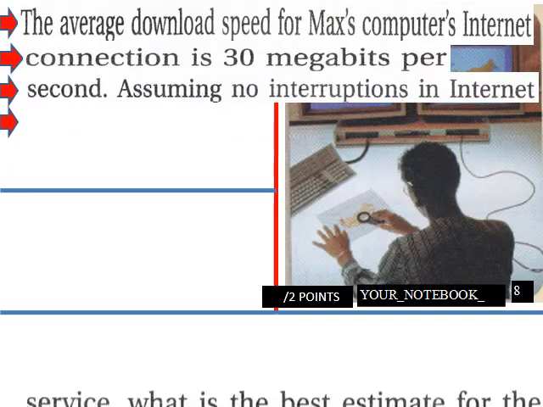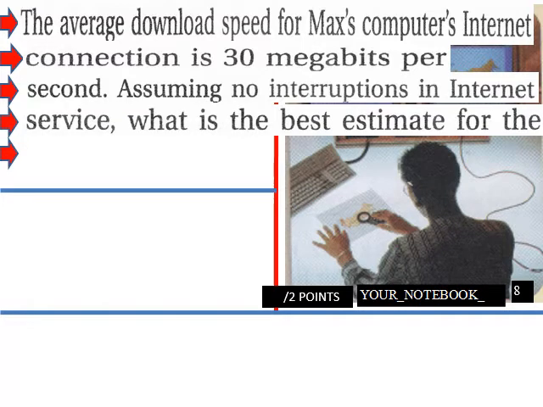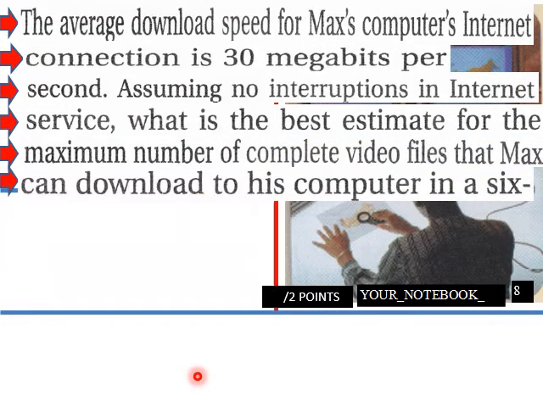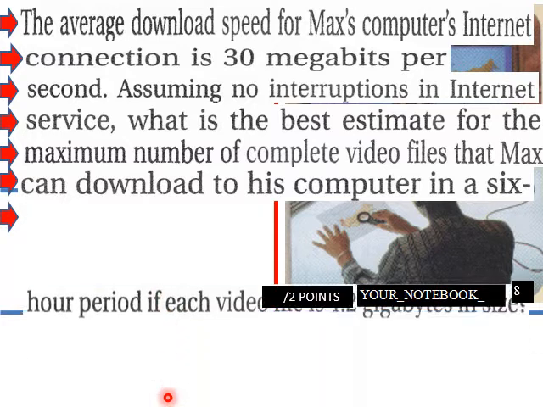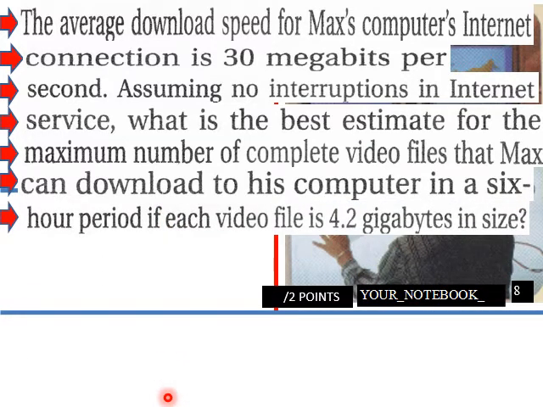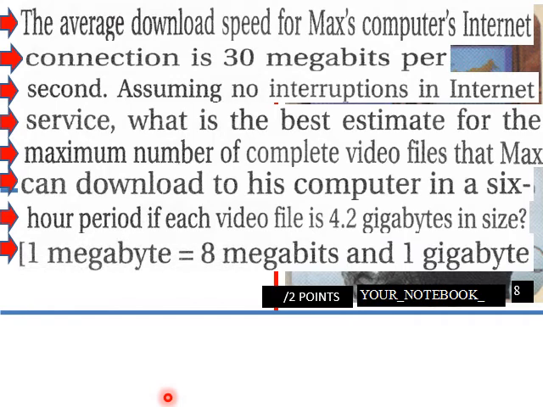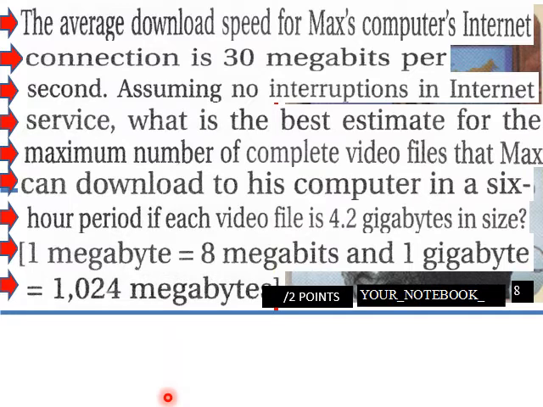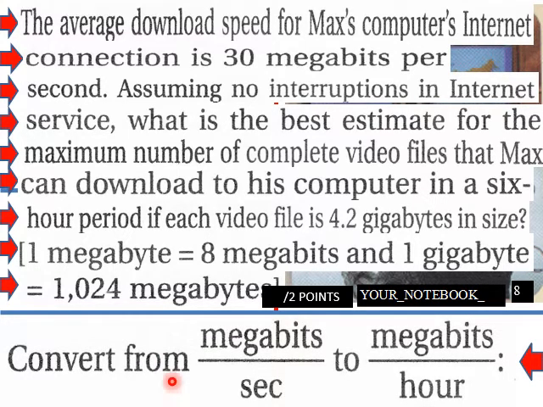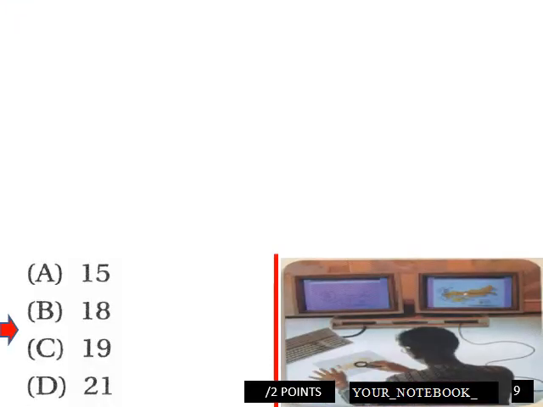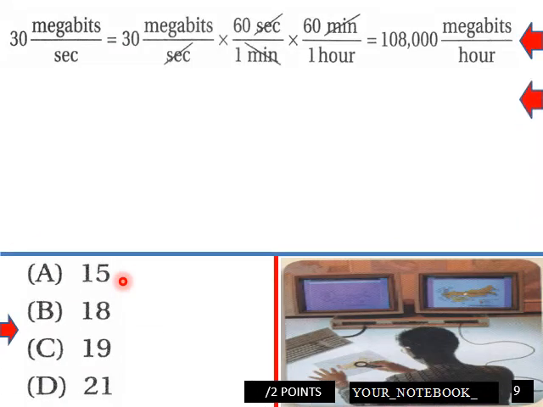The average download speed is 30 megabytes per second. What is the best estimate for a maximum number of complete files that Max can download to his computer in a 6-hour period? If each video file is 4.2 gigs in size, 1 byte equals 8 bits and 1 gigabyte, 1024 megabytes. So convert from megabits per second to megabytes per hour. That's what we want to convert. So here are our possibilities here.